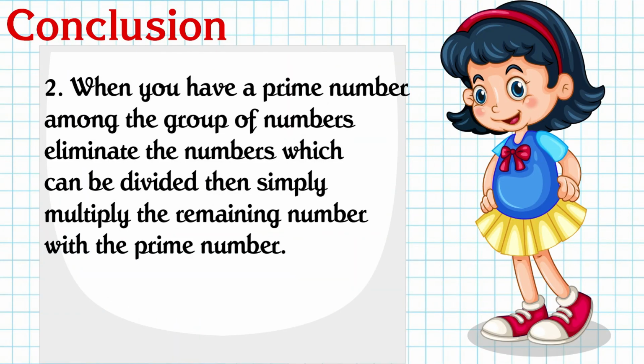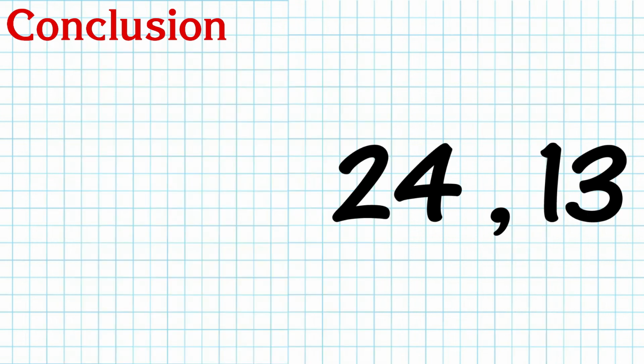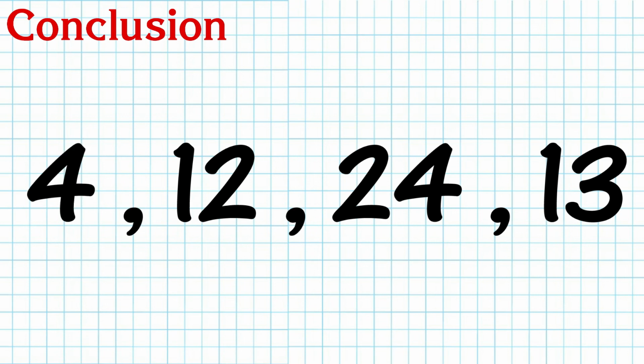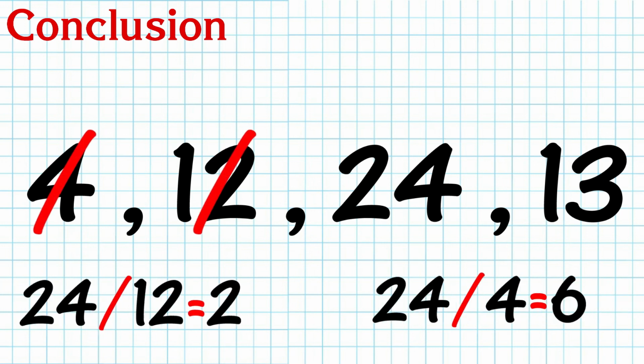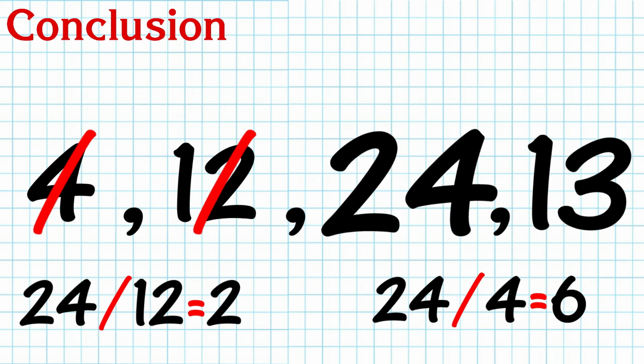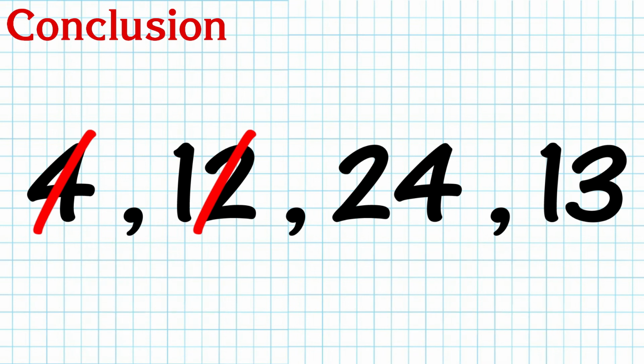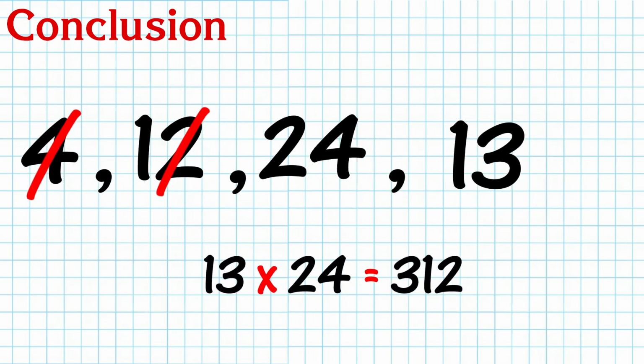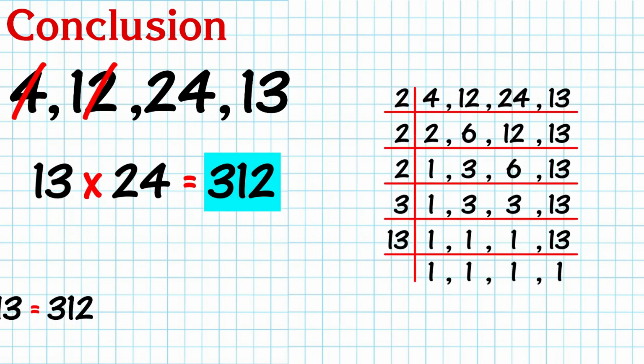When you have a prime number among the group of numbers, eliminate the numbers which can be divided, then simply multiply the remaining number with the prime number. Example, 13, 24, 12 and 4. Here 4 and 12 will be eliminated as they can divide the number 24 completely. So we will be left with 13 and 24. So our LCM will be 312.